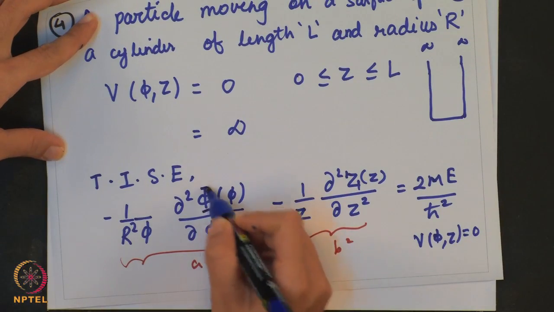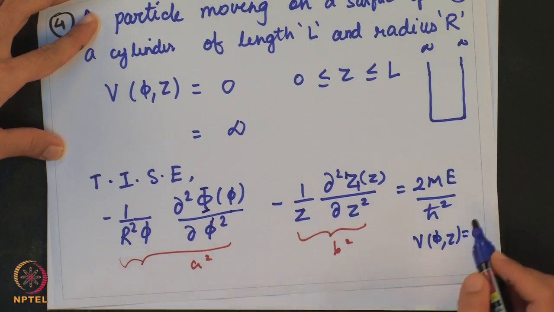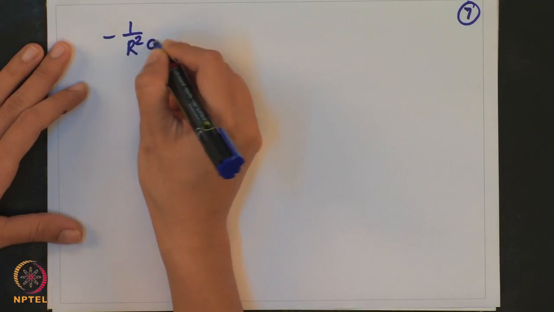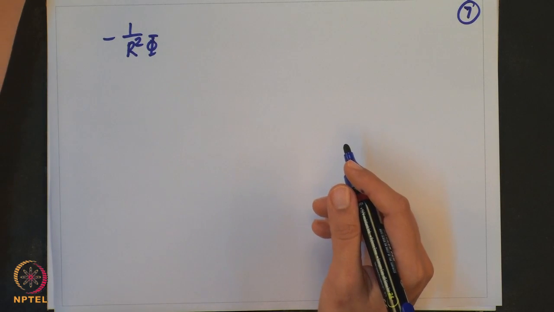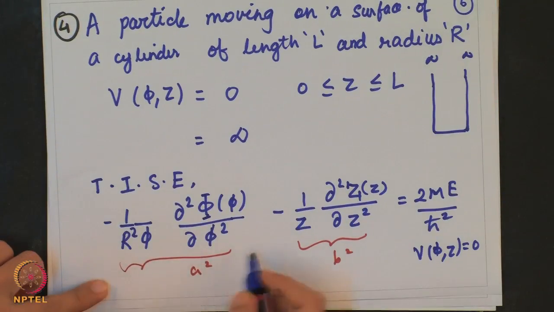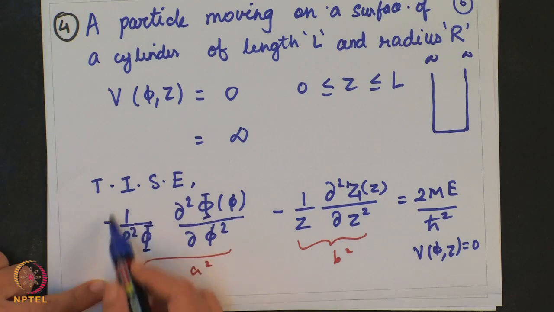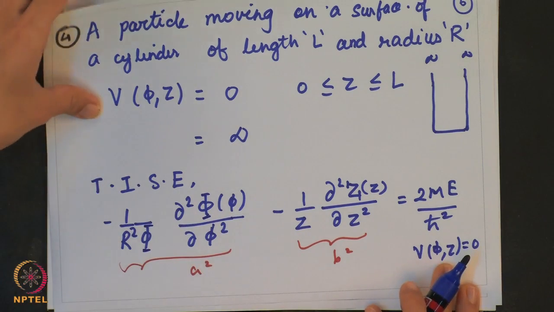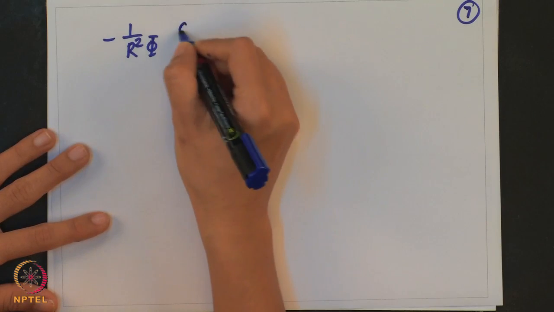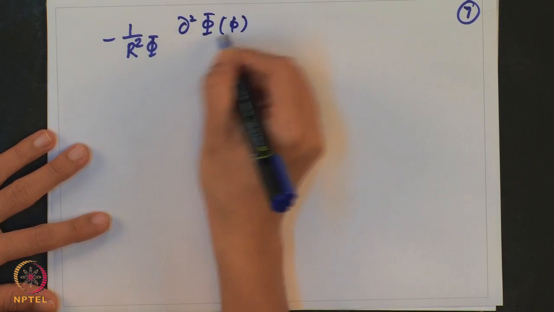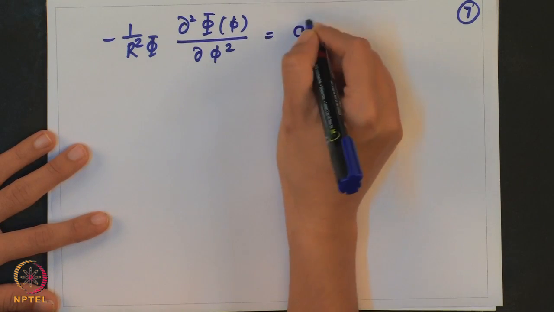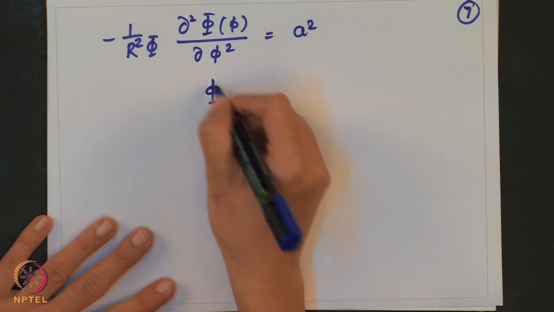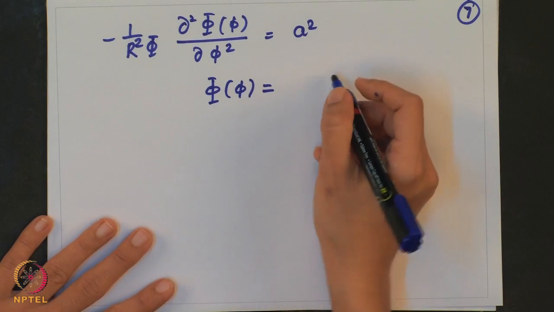This is an equation with two variables. Let me call this capital phi to avoid confusion: 1 by r square capital phi. Let me come back here, so this is equal to A square. I am just rewriting this part quickly: del square capital phi of phi upon phi is equal to A square. Now, you can easily calculate phi of phi. It is very simple.